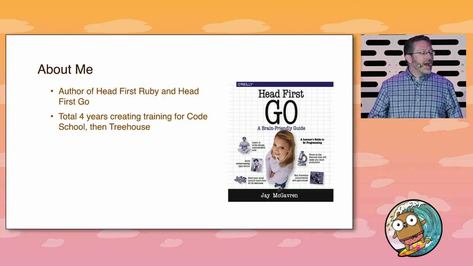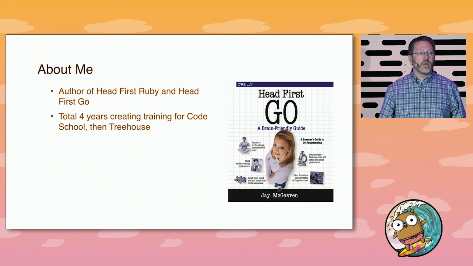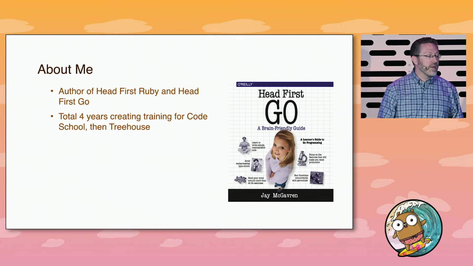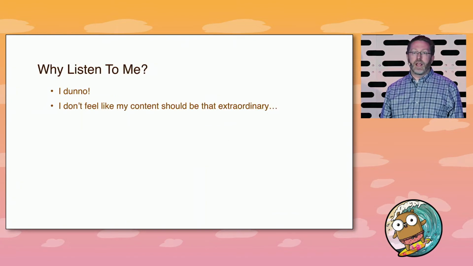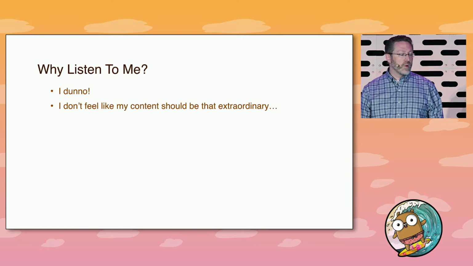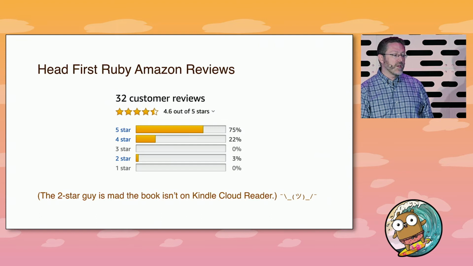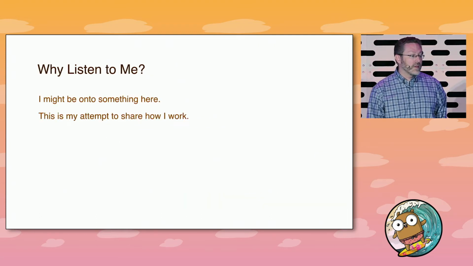Okay, there we go. I am the author of Head First Ruby and Head First Go, both books published by O'Reilly. I also have a total of 4 years experience creating online video training for Code School and then Treehouse. Why should you listen to me on this topic? I don't know. I don't really feel like my content should be that extraordinary. But here's the average rating for Head First Ruby on Amazon, and here's the average for Head First Go. So I feel like I must be onto something here.